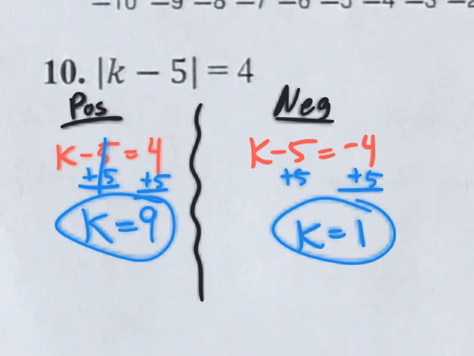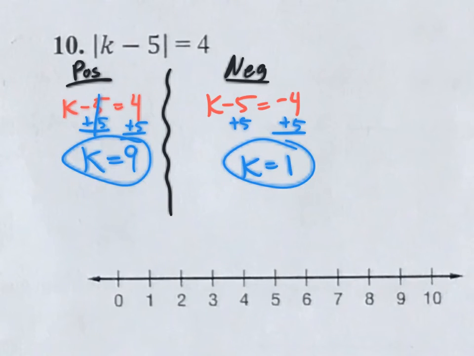So you could double check any of these to make sure you have the correct answers. Now, right here, I'm not going to ask you to do this on the test, but on the worksheet, they do ask you to plot your answers. So they want you to put the 9 right there and the 1 right there.